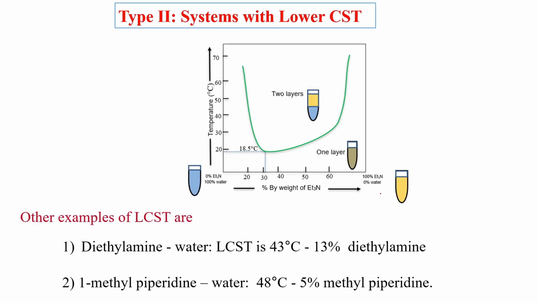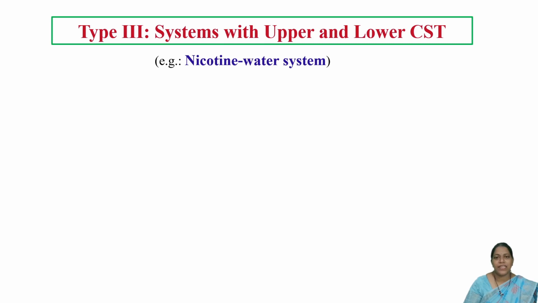Other examples of lower critical solution temperature are the diethylamine water system with 43 degrees centigrade and 13% diethylamine by weight. And the second example is the 1-methyl piperidine water system having a lower CST of 48 degrees centigrade with 5% methyl piperidine by weight. The next type of system is the systems with both upper and lower critical solution temperatures. The example for this type of system is the nicotine and water system.